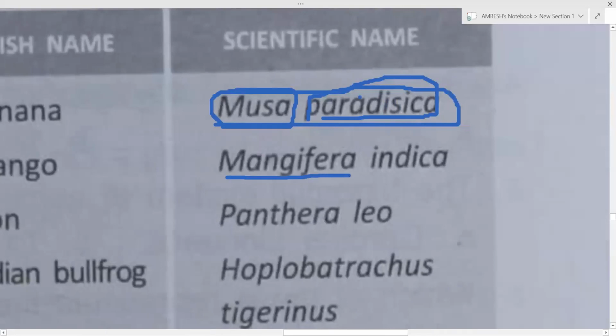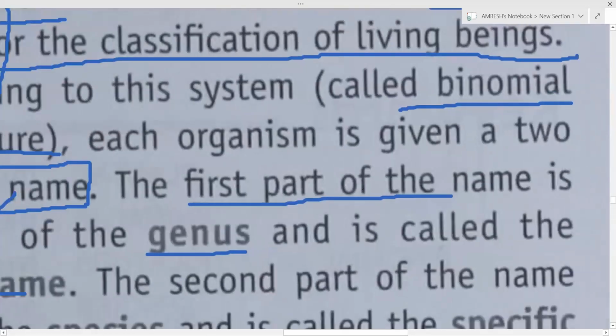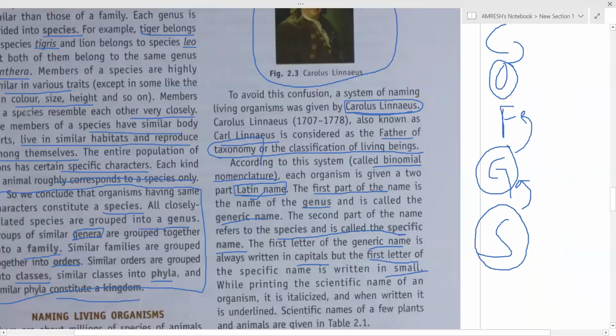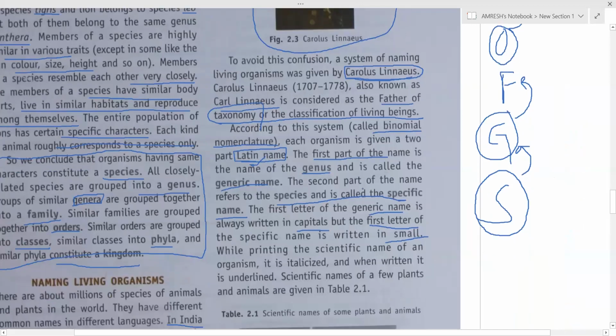Mangifera, the first part, is the generic name, and its first letter is capital. Indica, the specific name, starts with a small letter. Similarly, Panthera leo, meaning lion: Panthera is capital, and leo is small. This is the rule of nomenclature: while printing the scientific name of an organism, it is italicized.